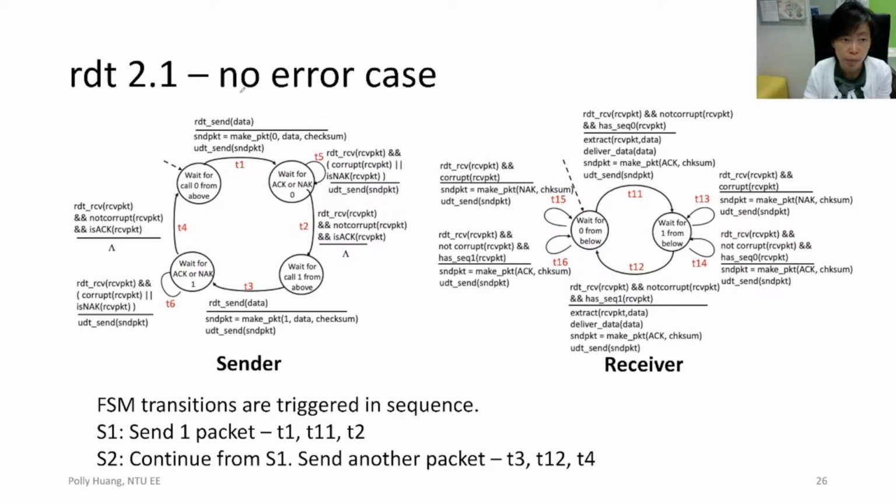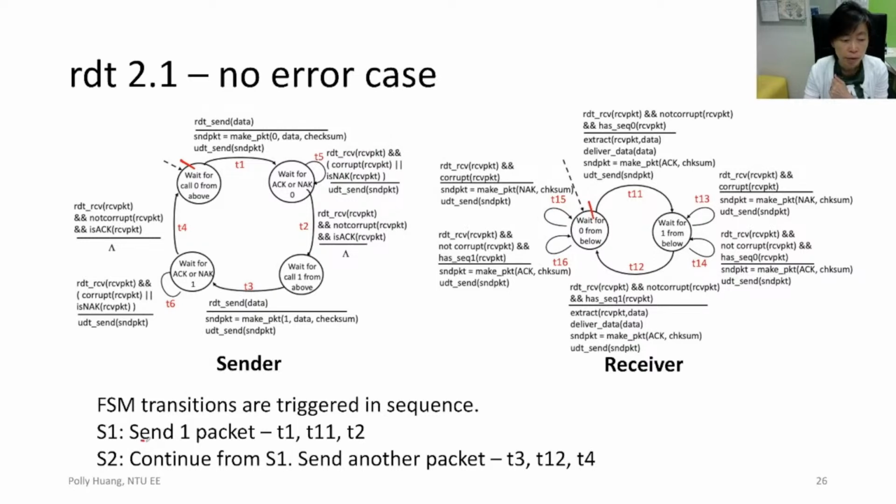So this is our RDT 2.1 no error case, and the scenario is simply first to send one packet, and then second, continue and send yet another packet. Our goal is to find out all the transitions being triggered until it reaches the steady state. In order to find out what transitions each of these finite state machines will be taking, we need to know the starting state. At the beginning, the sender starts from the initial state, so the starting state will be the initial state for the first transition. Similarly for the receiver, this is the initial state, so the starting state of the first transition at the receiver side is also the initial state.